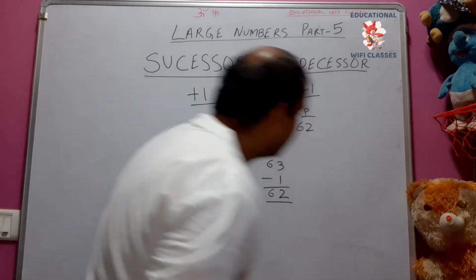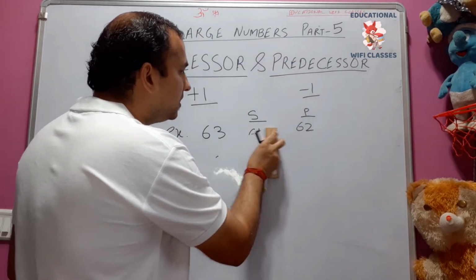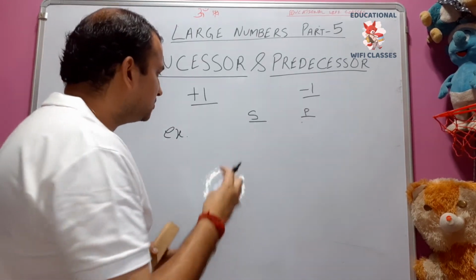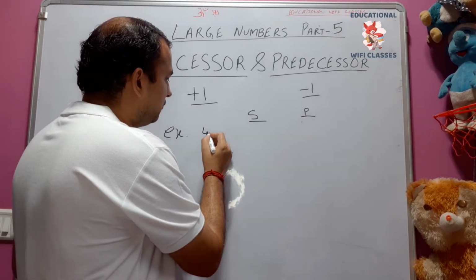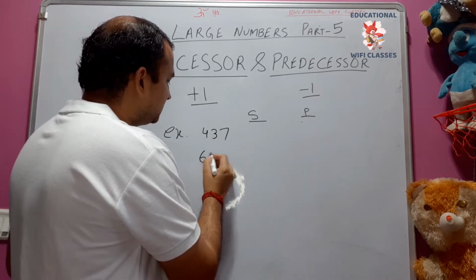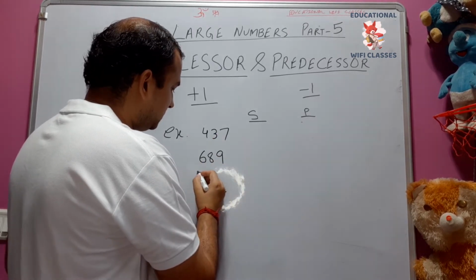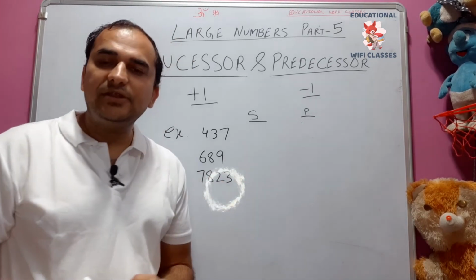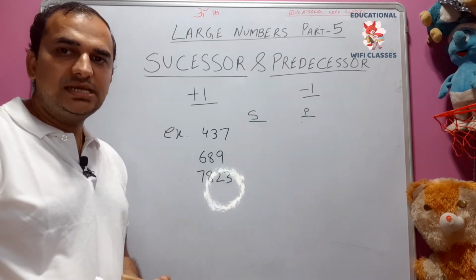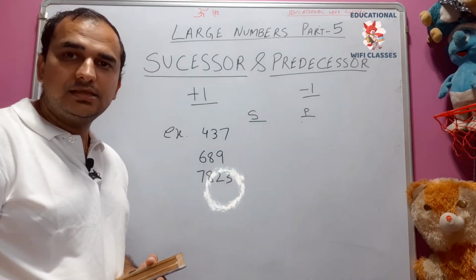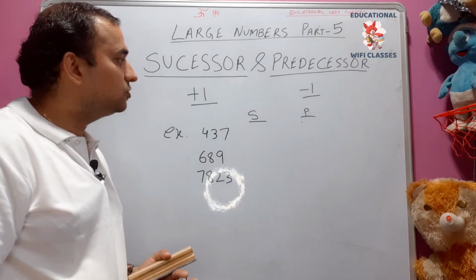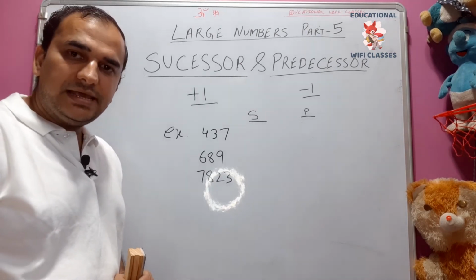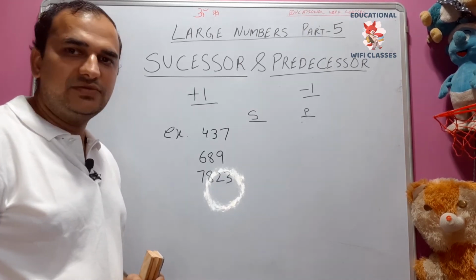Okay, so let's take another example, and we will go a little bit with larger numbers, that means 3-digit numbers or 4-digit numbers, like suppose 437 or 689, 7823. You can pause the video for a while and try to attempt these questions and see whether you can get the right answers. If you get the right answers, that means you got the simple concept very clear in your mind. Then play again and follow me when solving the question.